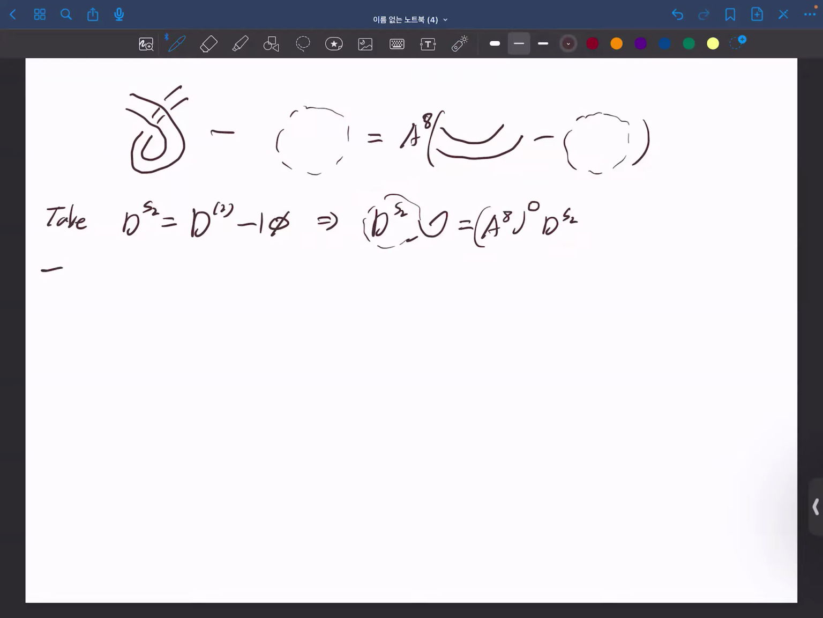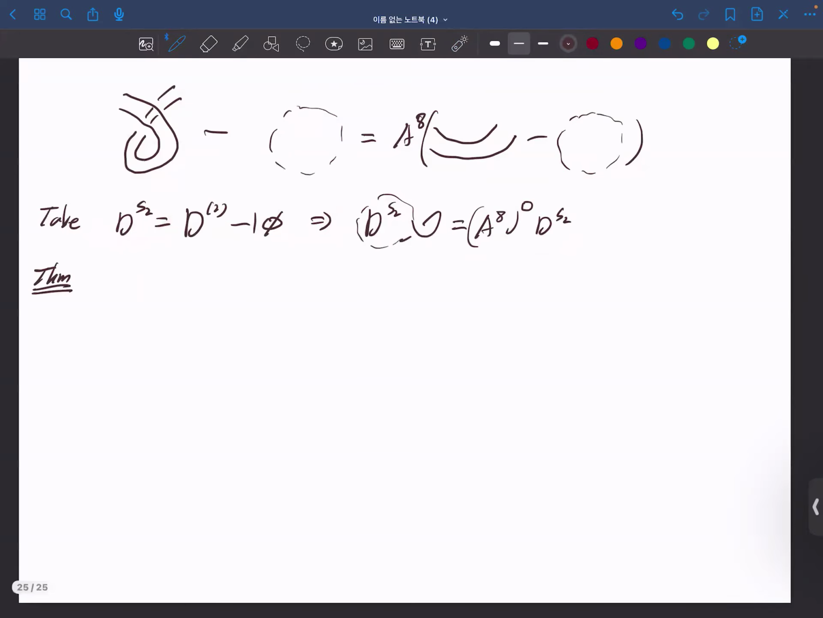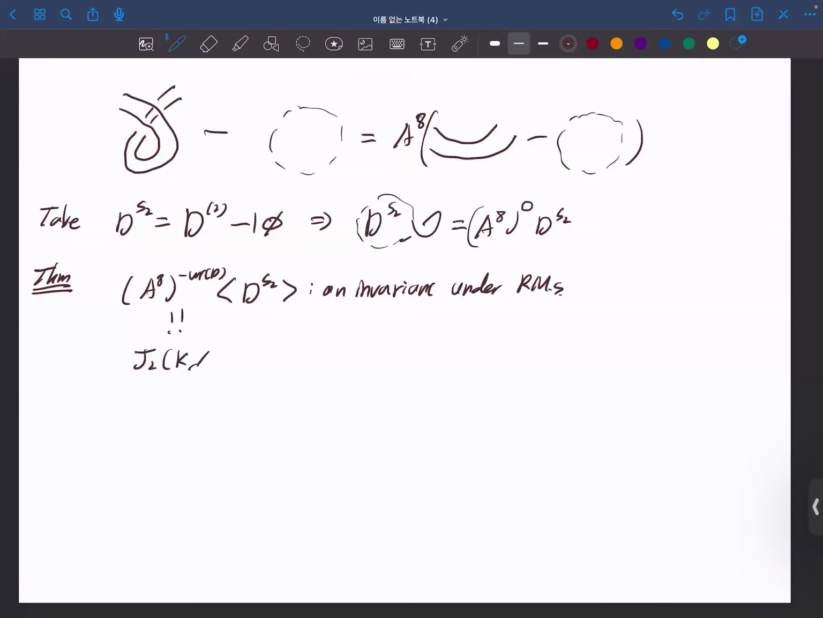So instead of just the parallel, by using DS2 we obtain an invariant under Reidemeister moves, and we denote it by J2 of K. This is called the second colored Jones polynomial.